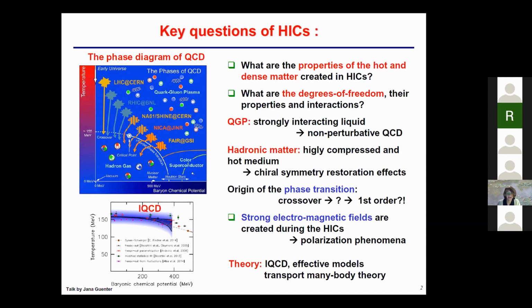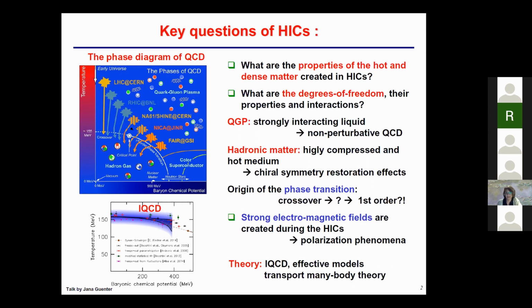Of course, at very low temperature and very high baryon chemical potential, we nowadays hope to obtain information from neutron stars and gravitational waves, and that is another interesting topic which has been discussed during this workshop. But in our session, we will concentrate on heavy ion collisions and what kind of knowledge we can obtain from them. And of course, let's start with the key questions of heavy ion collisions.